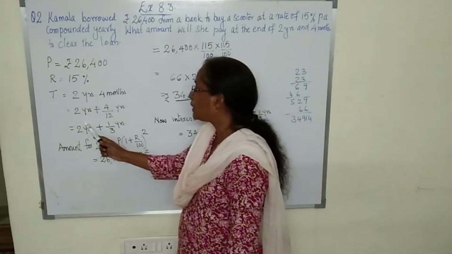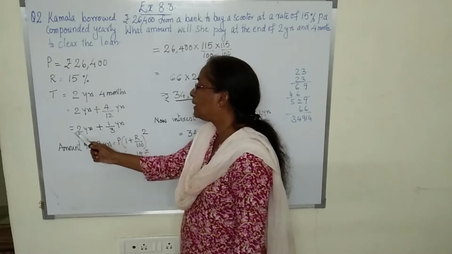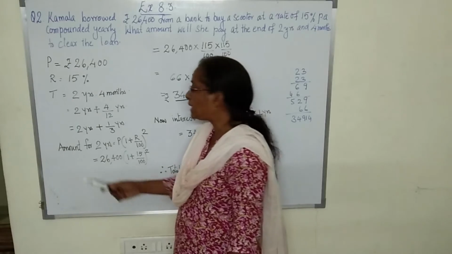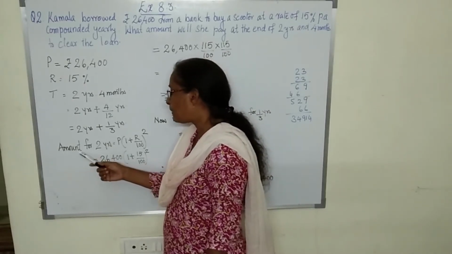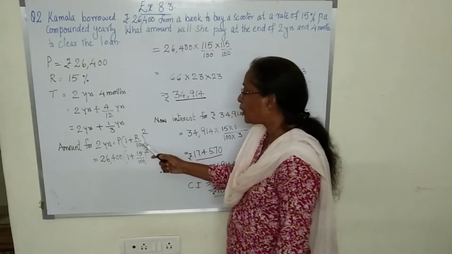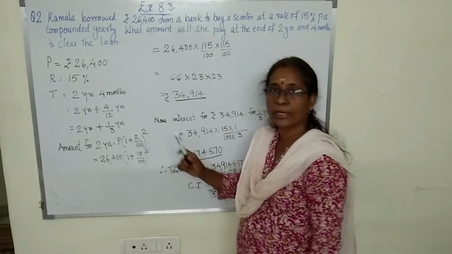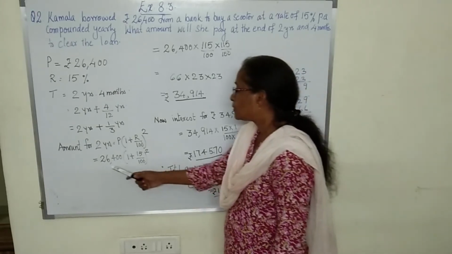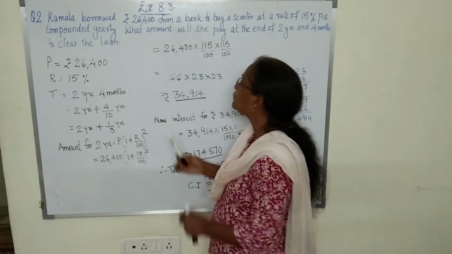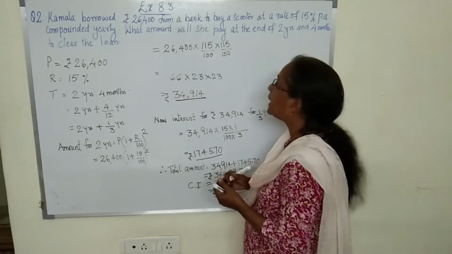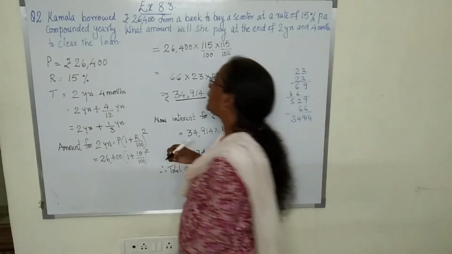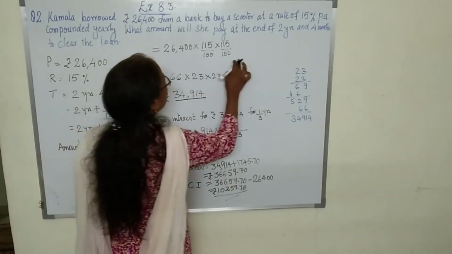So what we will do is, first we will consider the compound interest for 2 years. Let us find that using the formula. Amount for 2 years is equal to P into (1 plus R upon 100) whole raised to 2. Substituting the values, we get 26,400 multiplied by 115 multiplied by 115 upon 100 into 100.